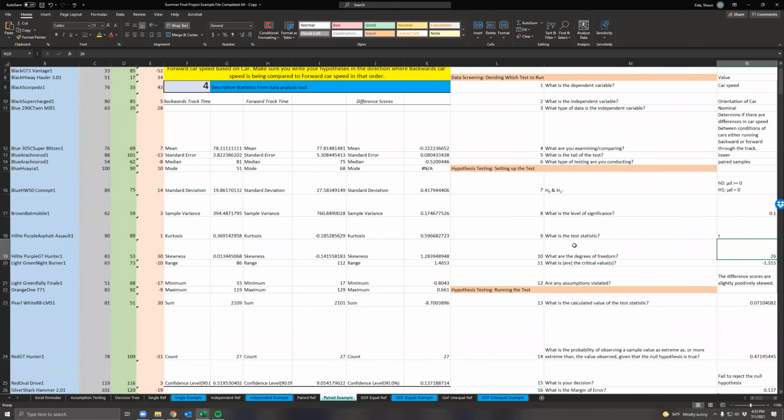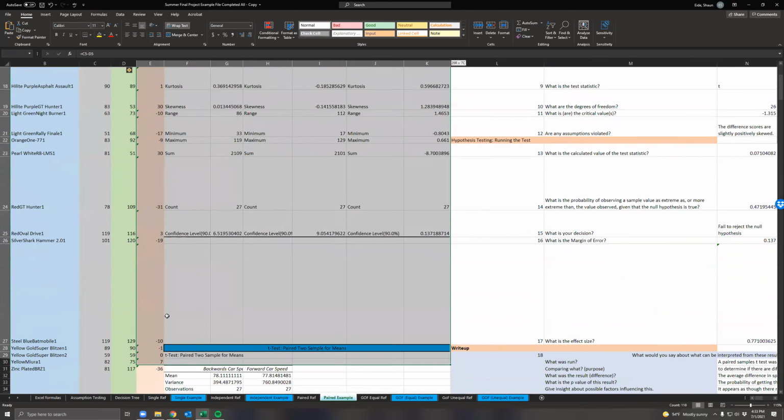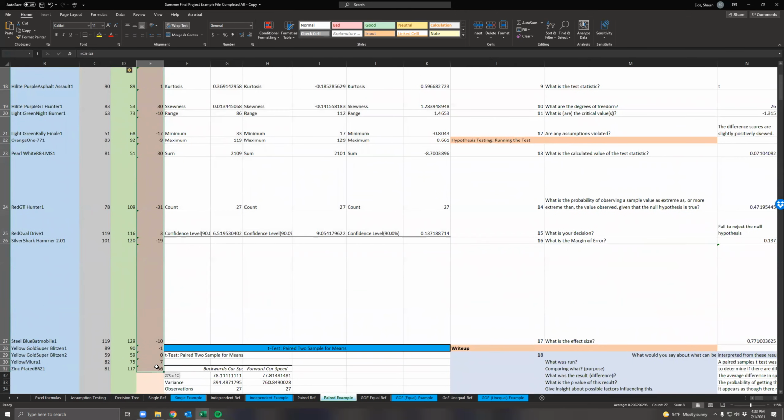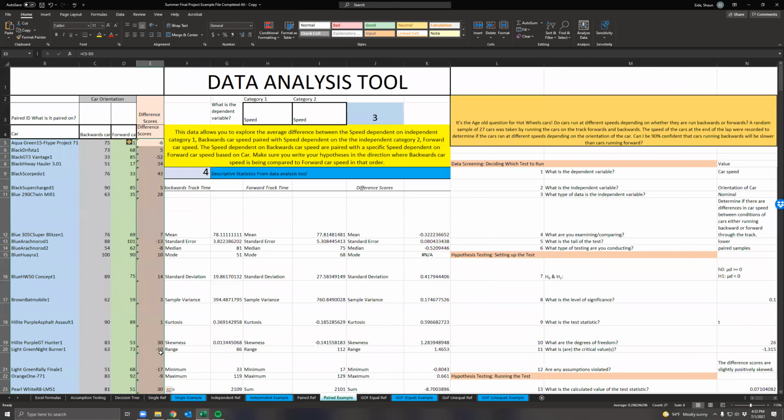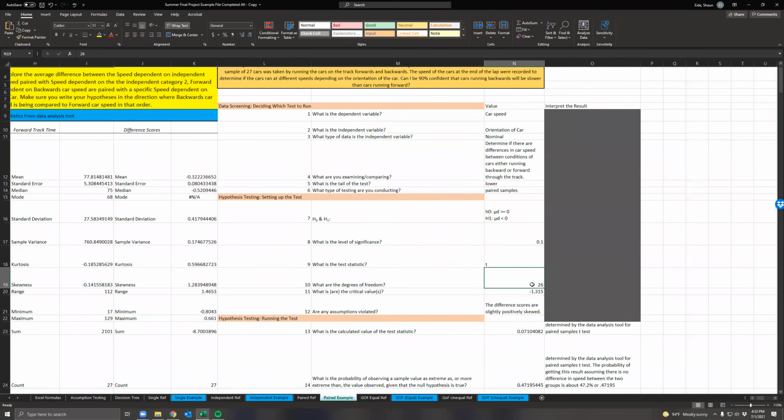So what are the degrees of freedom? The degrees of freedom is going to be the number of difference scores minus 1. So there's a total of 27 difference scores here. So 27 difference scores minus 1. So that is going to be a total of 26. And then what are the critical values?